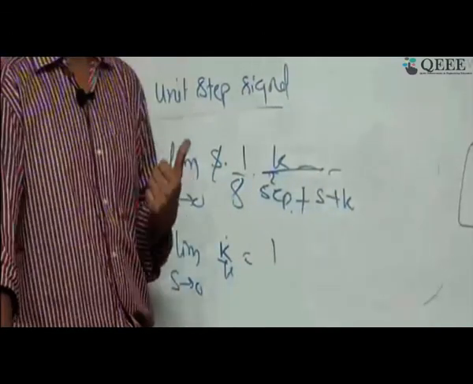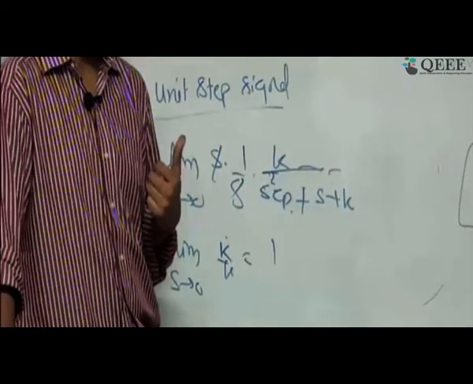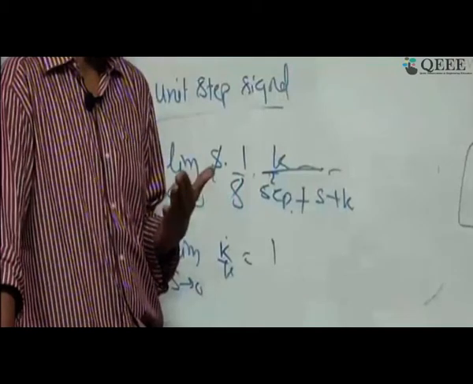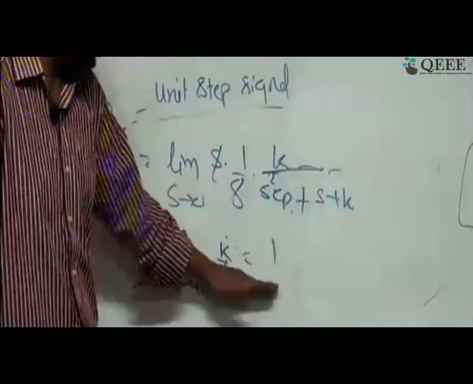On the other hand, with a proportional controller we were getting the steady state value k by 1 plus k. It was going close to 1. It was not exactly 1, but in this case it is exactly 1.